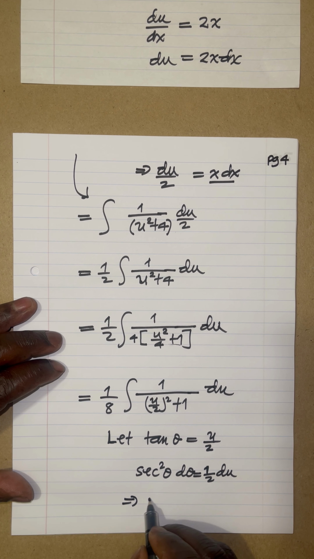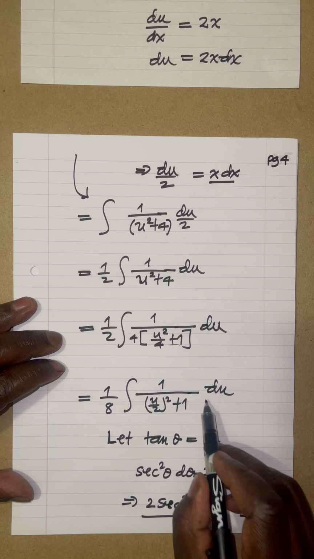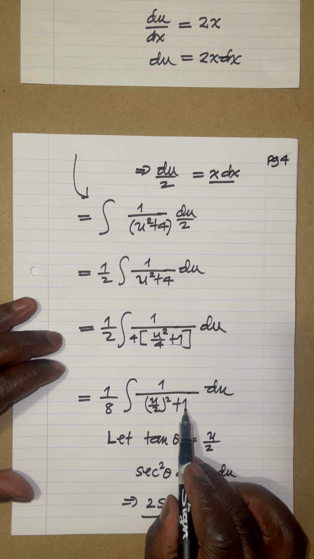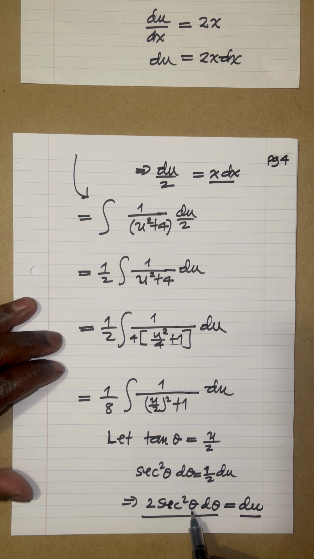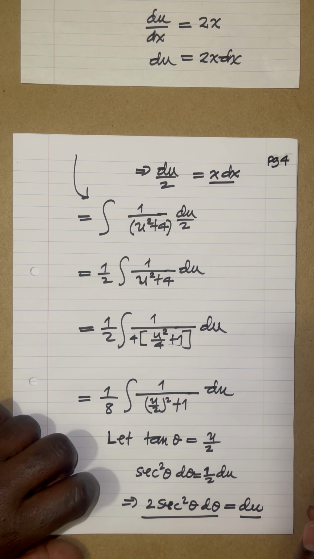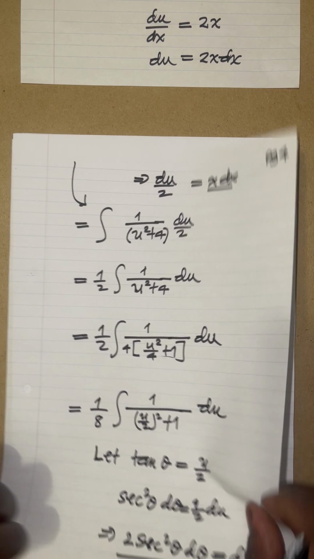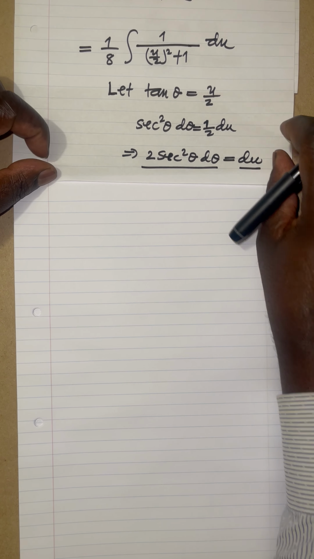We're basically saying we have 2 sec squared theta d theta on the right hand side is going to be du. So du must be replaced by this in that expression there. So that will be tan squared plus 1, and then instead of having du, I'm going to have 2 sec squared theta d theta. As follows, taking us to page 5 and completing this quickly and moving on to the third one.